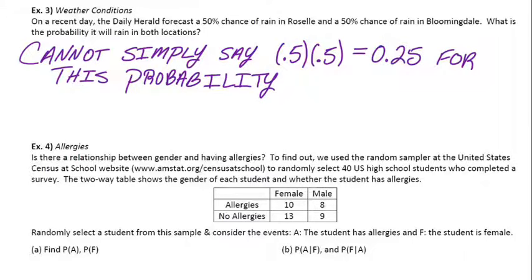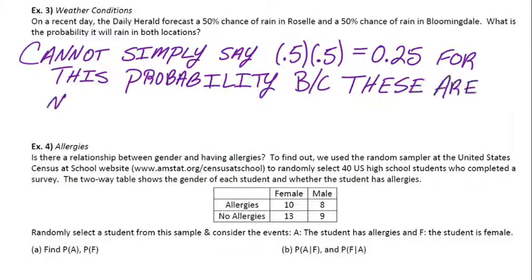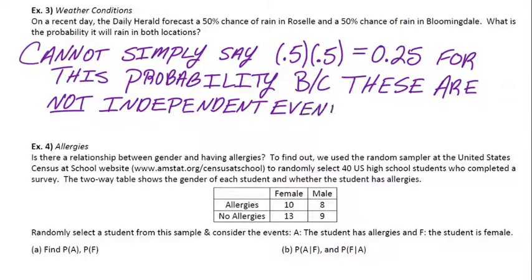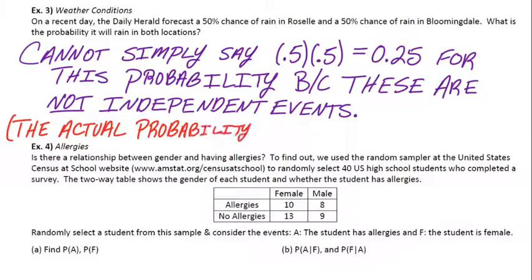And the reason is this multiplication rule applies for independent events. But the weather in Roselle and the weather in Bloomingdale, those are definitely related. Those are neighboring communities. So if it rained in Roselle, there's a really good chance it rained in Bloomingdale, and likewise for Bloomingdale to Roselle. So these events aren't independent, so we can't just multiply 0.5 times 0.5 equals 0.25. In fact, it would be a much higher probability, probably. So the actual probability would be higher than 0.25.